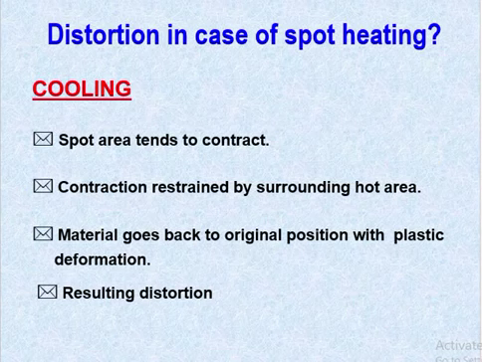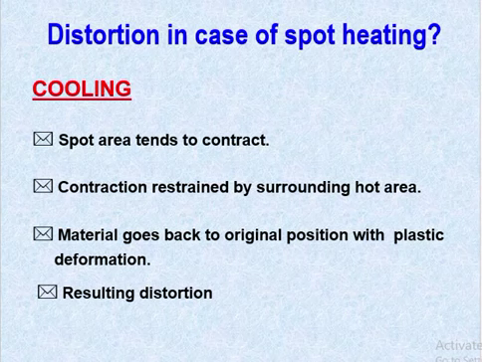Now, distortion in case of spot heating. In the cooling condition, the spot area tends to contract. Contraction is restrained by the surrounding hot area. The material goes back to the original position with plastic deformation, and the result will be distortion. So in spot heating and spot cooling, there are two areas where distortion will occur.